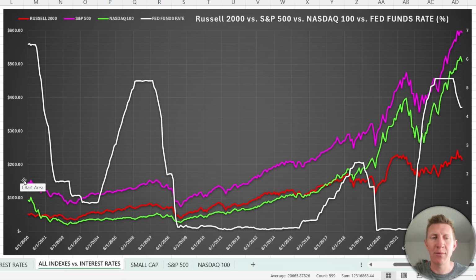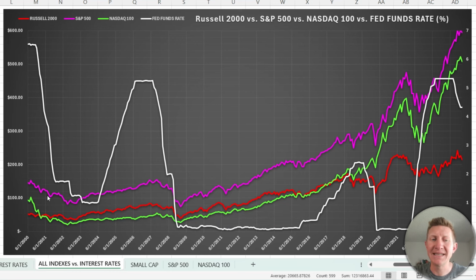This is just the price per share, but we're going to break it down into a few assumptions in just a second. So here are all the indexes, and what we see, the white line is the federal funds rate with this axis here, excuse me. Purple is the S&P 500, red is the Russell 2000, and green is the NASDAQ 100 from June of 2000.